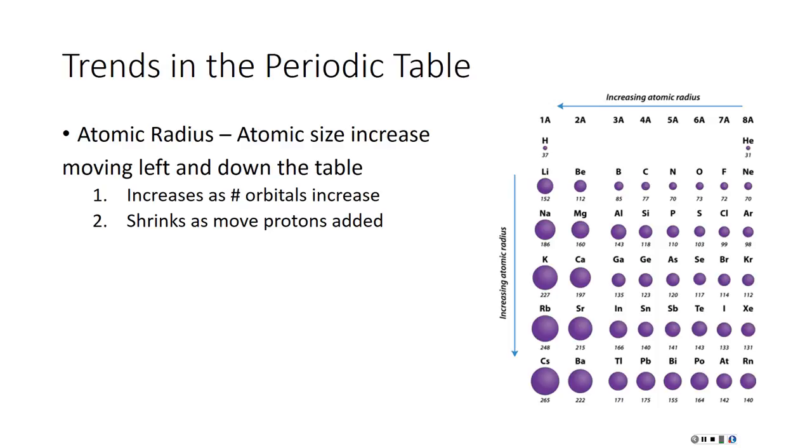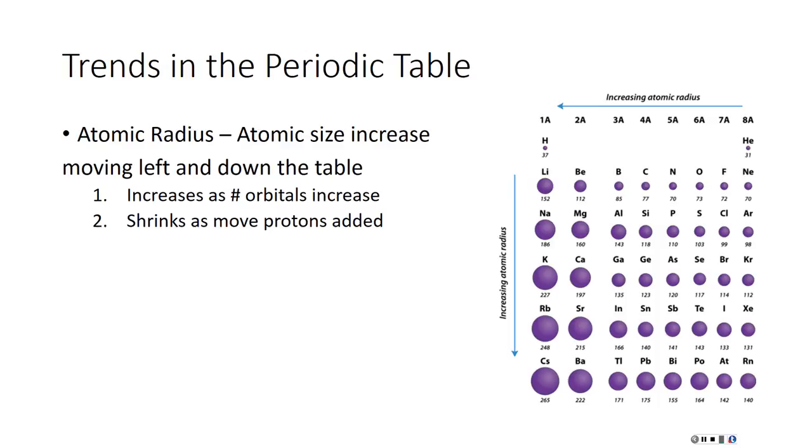The reason why that is: as you go down the periodic table, going from hydrogen to lithium to sodium and so forth, you're adding orbits to your Bohr model. Every time you add an orbit, you're getting a little bit bigger. You're making another level full of electrons going outwards. So as you add more electrons, you add more orbits, and therefore you're getting larger and larger.